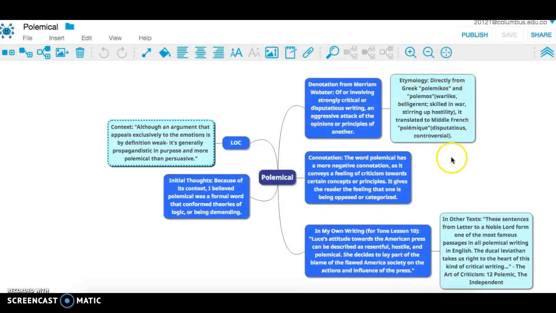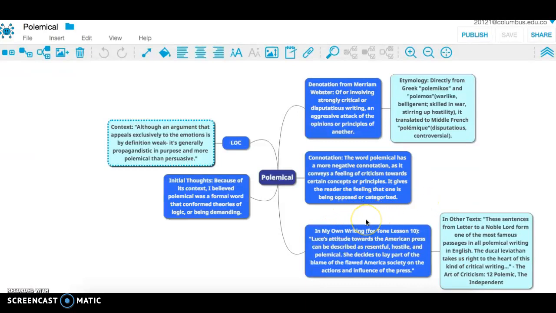So the etymology of the word comes directly from the Greek polemikos and polemos, and it is translated to Middle French polémique. I don't know if that's how you say it. The connotation of the word is a negative one because it conveys a feeling of criticism towards certain concepts, and it gives the reader the feeling that they're being opposed or categorized in their ideas.